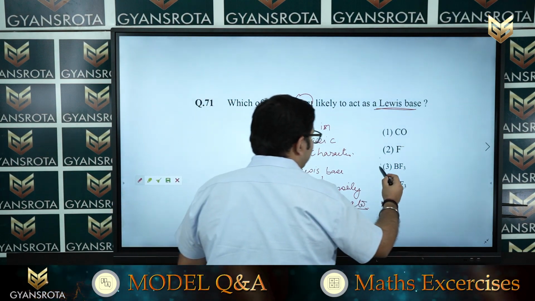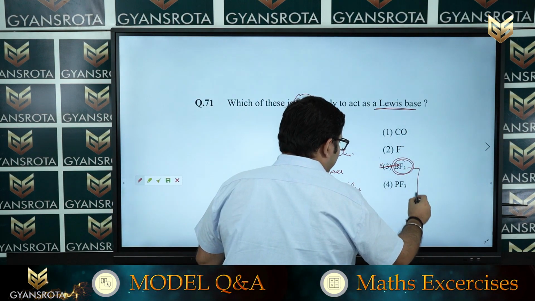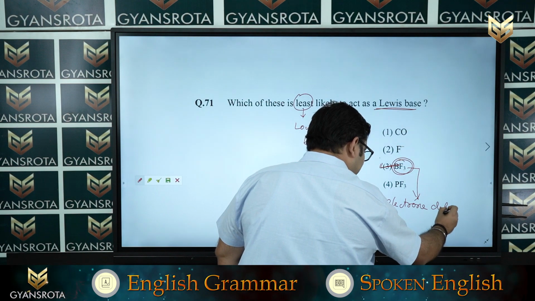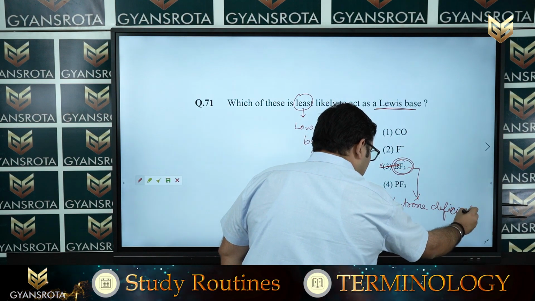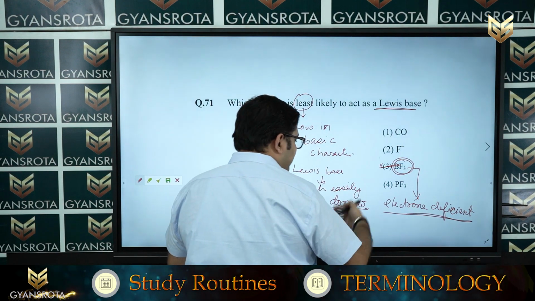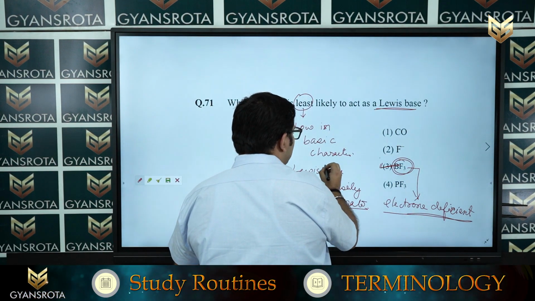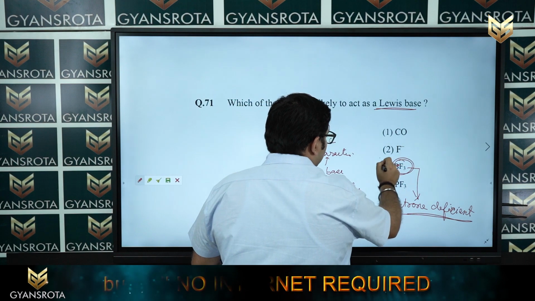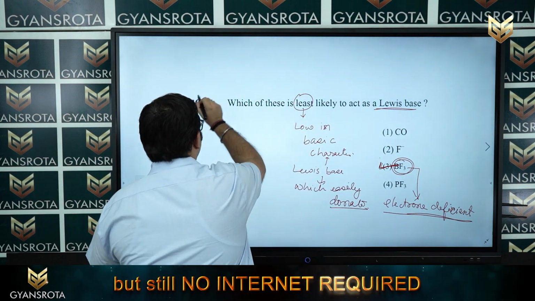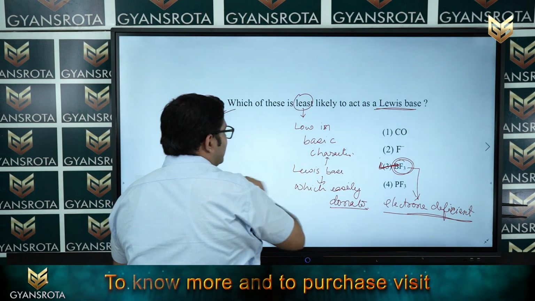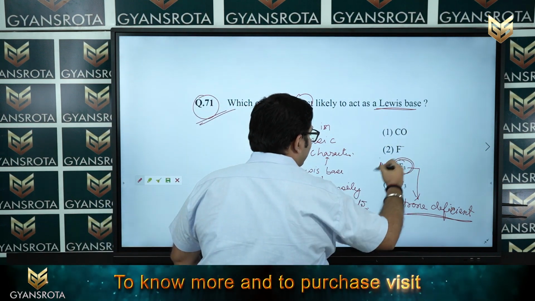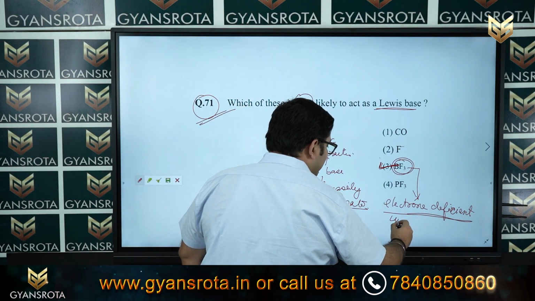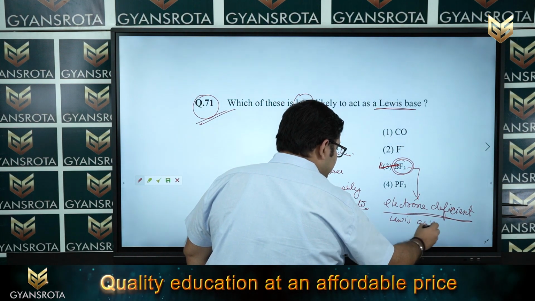Now, if you see the BF3 molecule, boron trifluoride, it is an electron deficient molecule. And when electron deficient, they cannot donate electrons. When they cannot donate electrons, they act as the least Lewis base. They have the least Lewis base character, that is why option number 3, that is BF3, is the correct answer to question number 71. They can accept electrons because they have vacant orbitals, and these vacant orbitals help to accept electrons. That is why they act as a Lewis acid instead of a Lewis base.